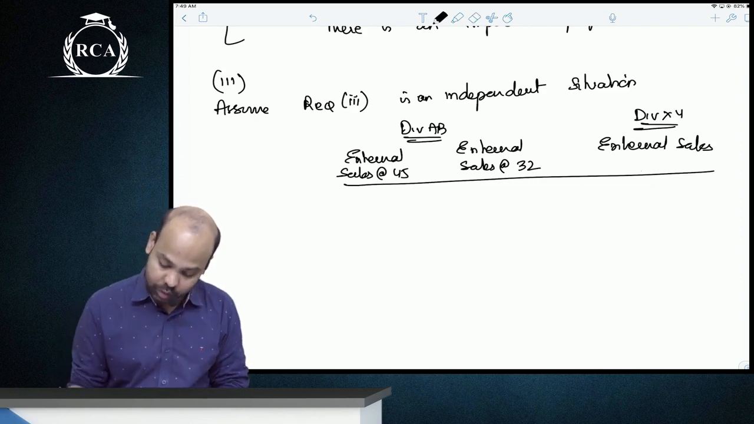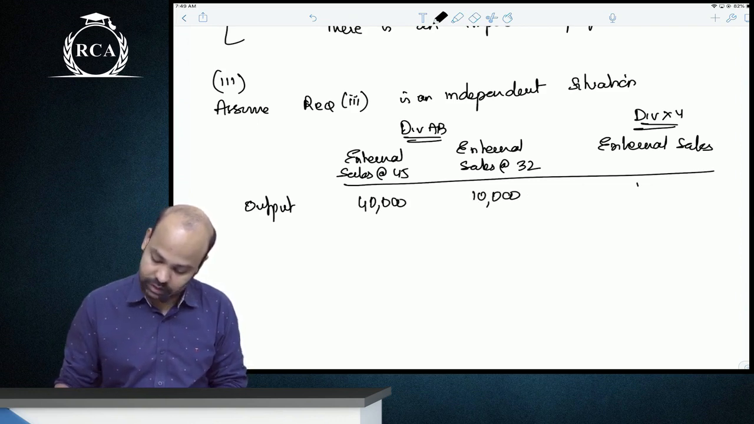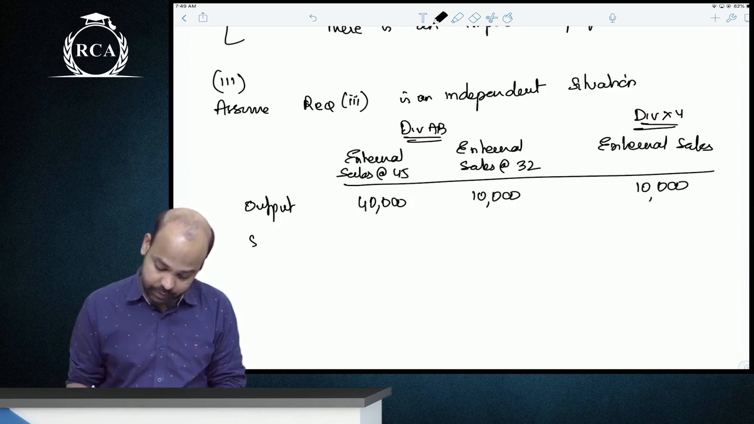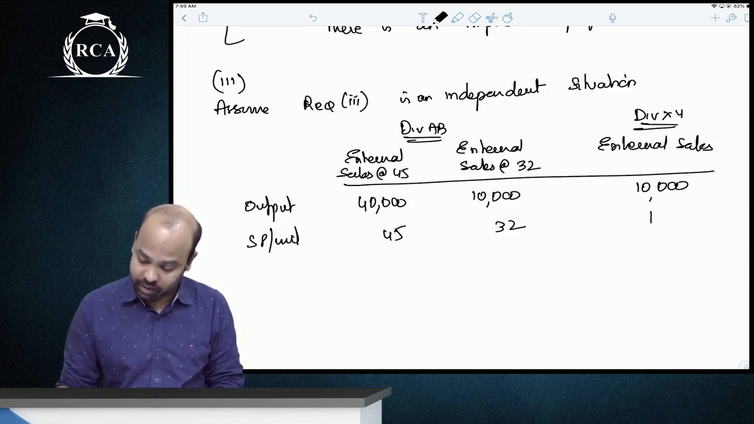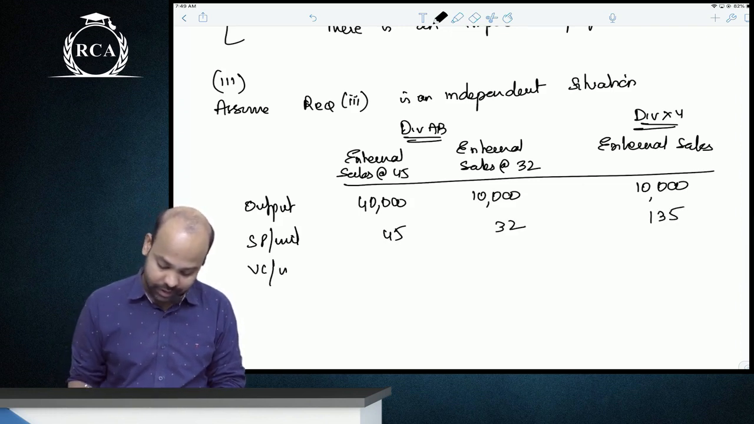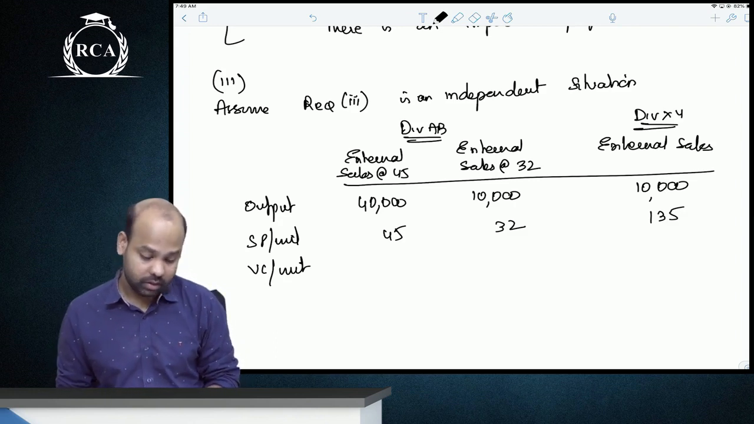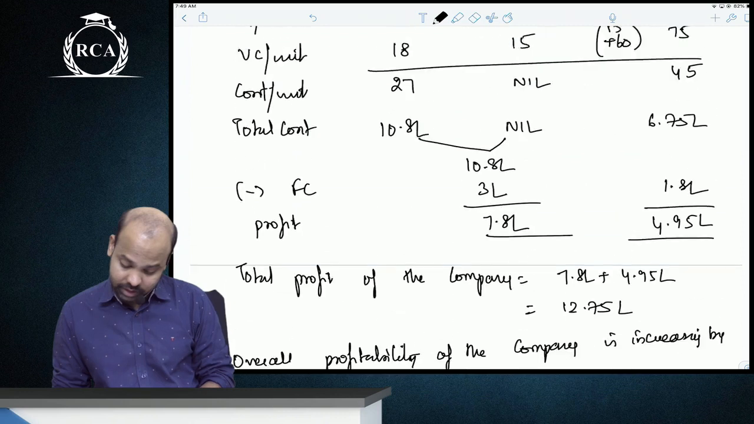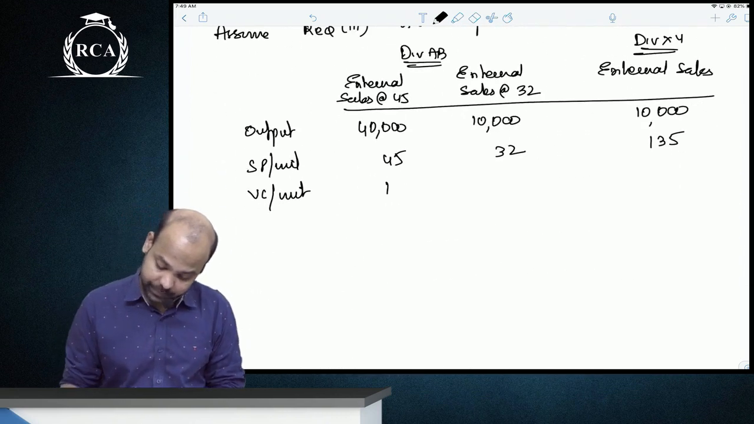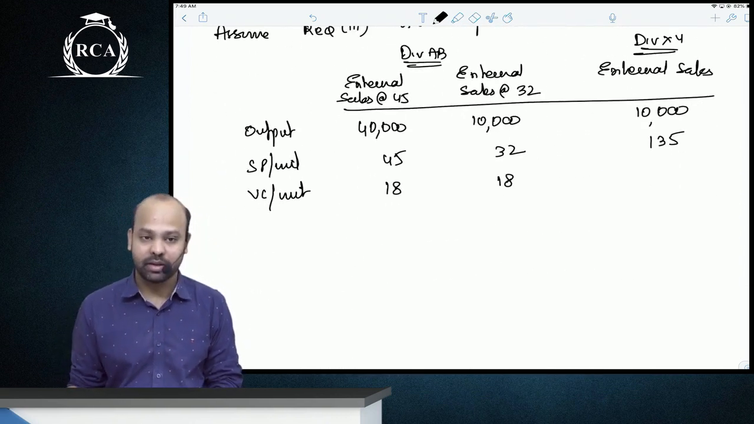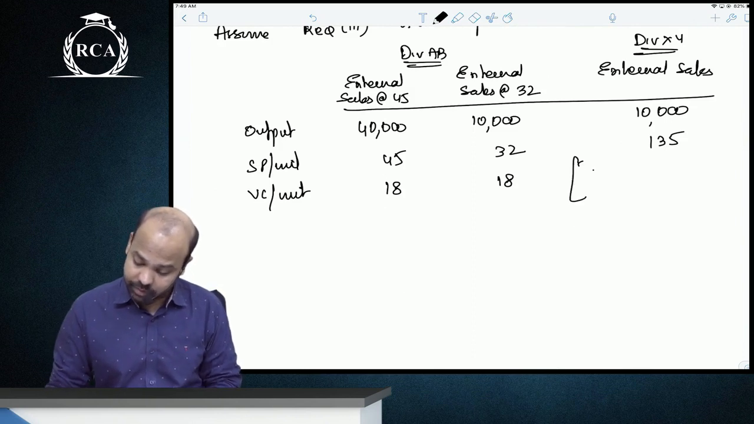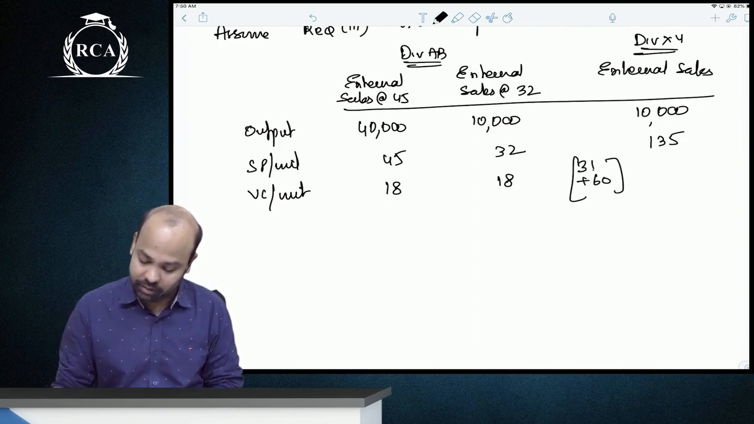तो यहाँ पे बेटा output कितना है first? This is their outputs as such, guys. Your selling price per unit I've already written, 45, 32 and this is 135. Variable cost per unit is 18 rupees. This is also 18, beta, because these are external transfers. And this, beta, would be he's procuring it at 31. Apart from that, he will incur 60, beta.